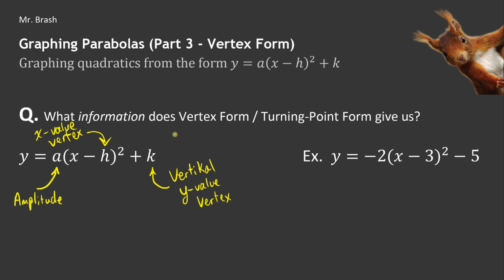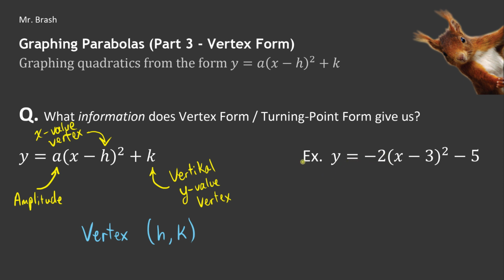And what I'd like to know is, what other information does vertex form or turning point form actually give us? Obviously, it gives us the vertex. The vertex is going to be made up of that H and that K. And we have to be a little bit cautious because the X minus H can be a crutch for a few people. And we're going to see an example right now on the right-hand side.